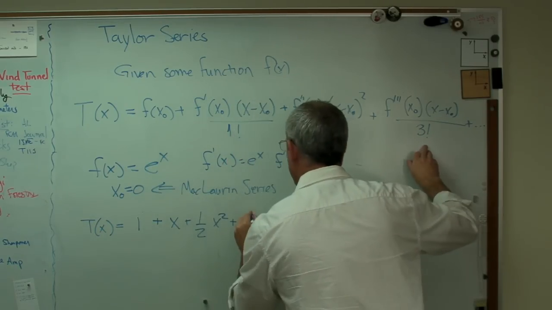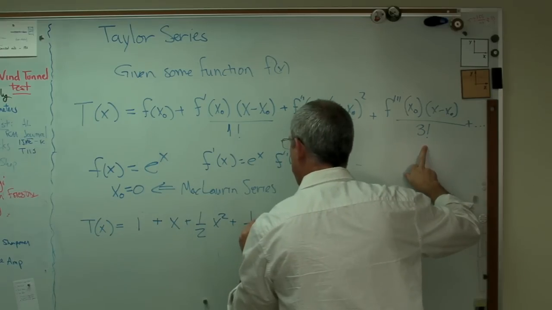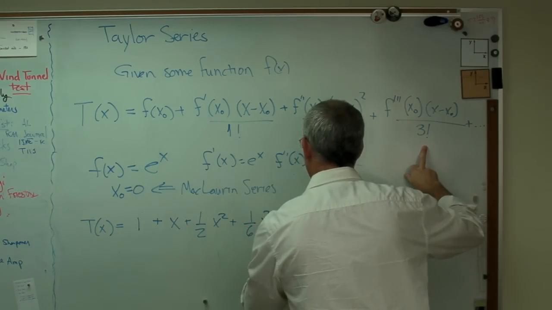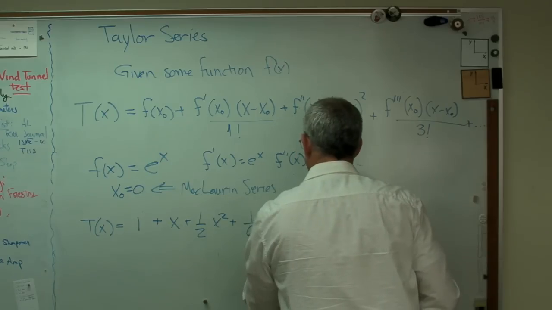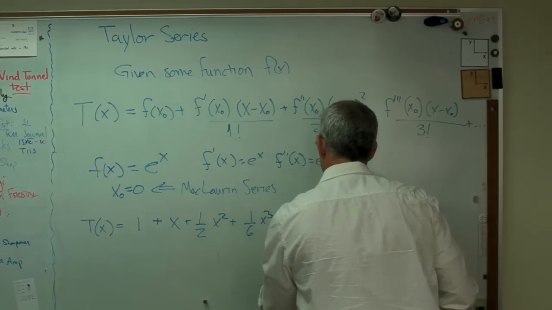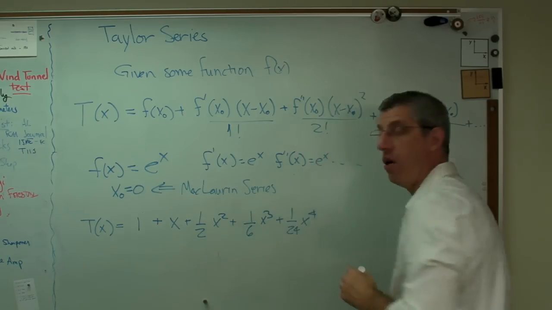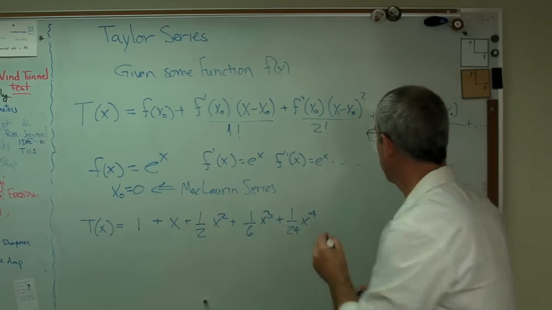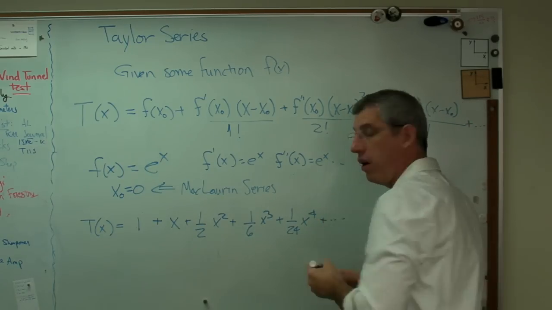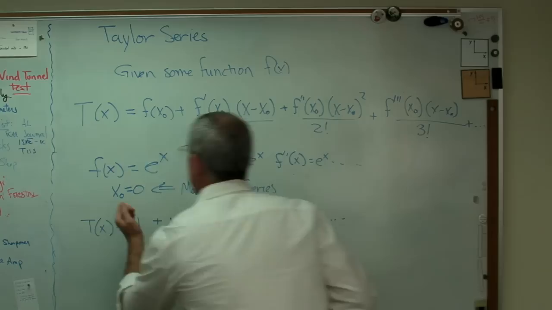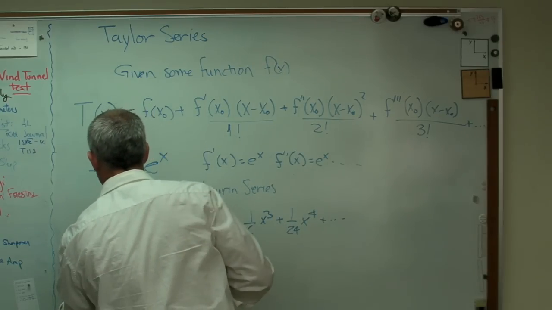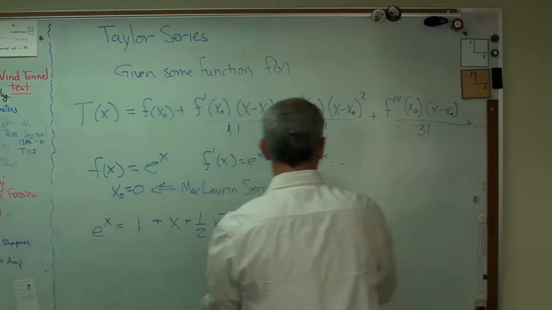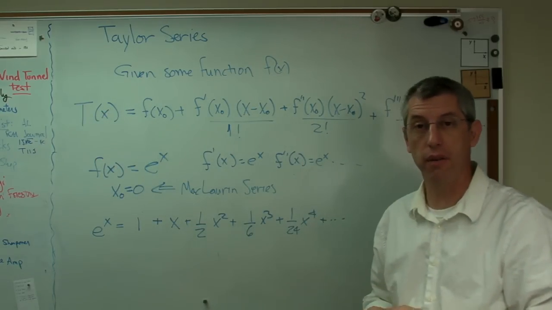Oh boy, look at this. 1 over 6 x to the third. Okay, 6 times 4 is 24. So 1 over 24 x to the fourth, and so on. Okay? So if you want to know what e to the x is, let's change that now. e to the x is that, if it goes on forever and ever.